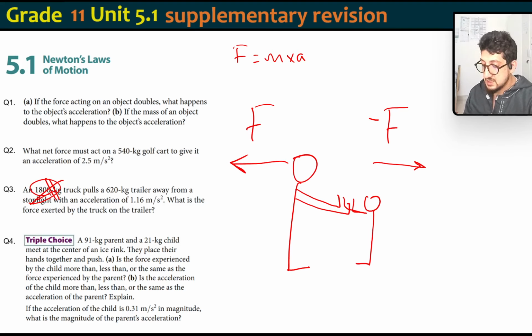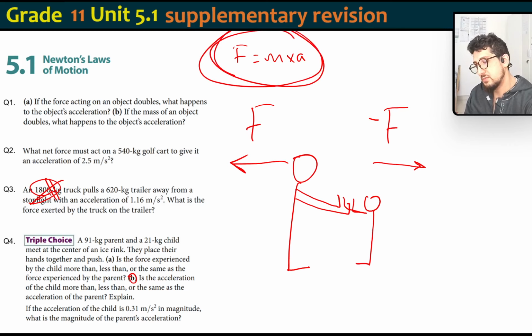Now, next thing is asking, B, is the acceleration of the child more than, less than, or the same as the acceleration of the parent? Of course, the acceleration of the child is going to be more than the acceleration of the parent. Why is that? Look at the formula. If the force is the same, but the mass of the child is less, then the acceleration is going to be more.